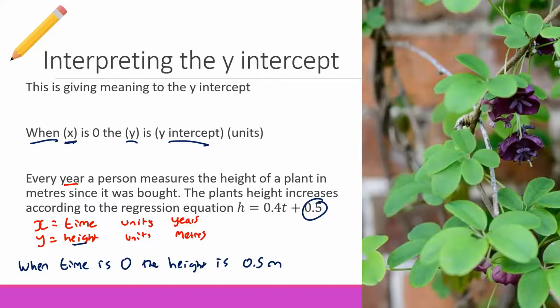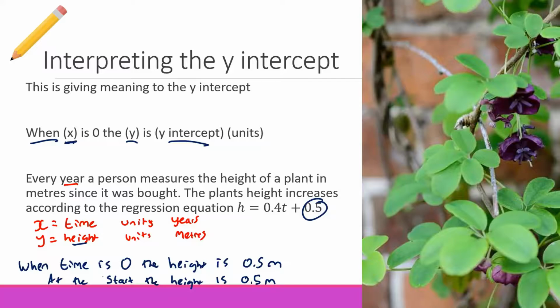Now, this is of course a classic one where those of you guys that have any mastery of English can probably see that this can be rewritten. So you might just want to say at the beginning or at the start, the height is 0.5 meters.